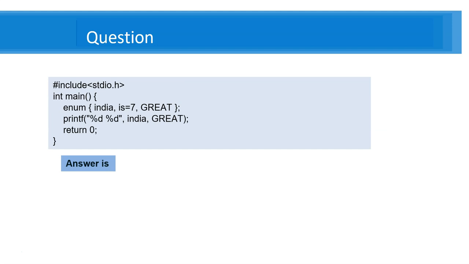Let's look at the next question. Enum, India is equal to 7, great. So if you print India and great, you will get a value of India is 0. So 0 will be the answer for India and great will be 8. So 0, 8 will get printed. So we saw in this section enumerated constants. In the next section, we are going to look at loops.